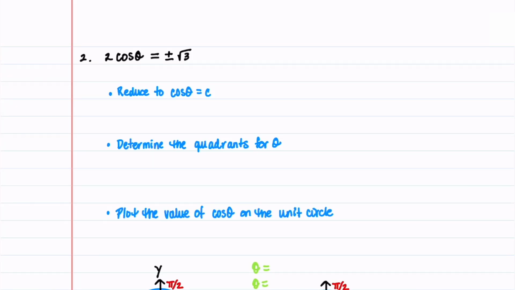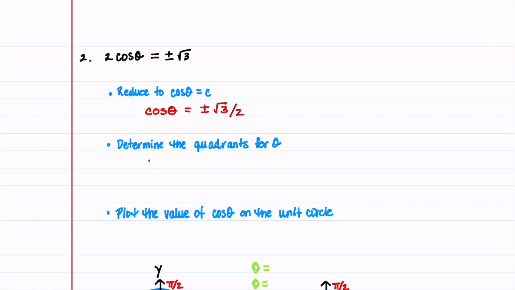In this video, I'm going to show you exactly how to easily find all solutions to this basic trigonometric equation, and then we'll find solutions in the interval from 0 to 2 pi. We're going to solve the equation 2 times cosine theta is equal to plus or minus root 3. Let's reduce it to cosine theta is equal to c, and we get cosine theta is equal to plus or minus root 3 divided by 2.